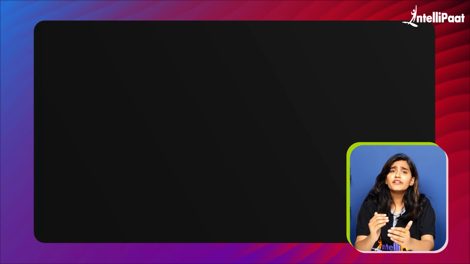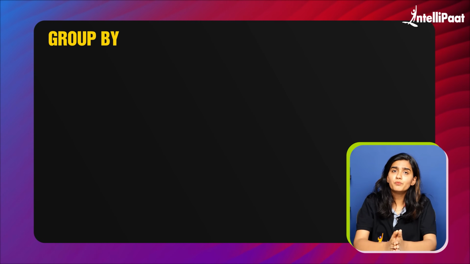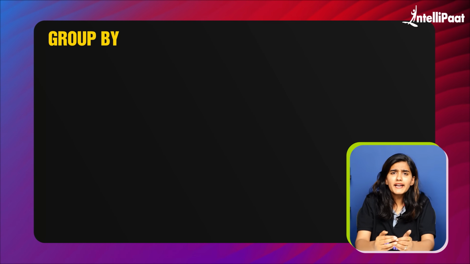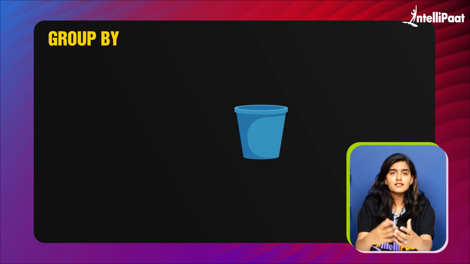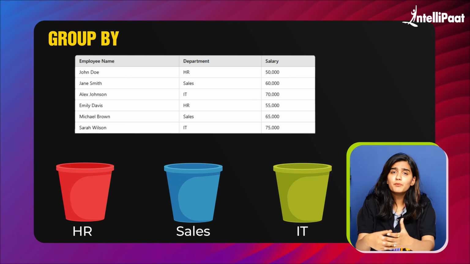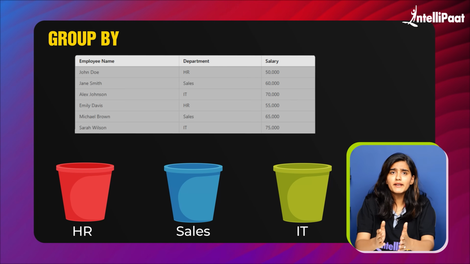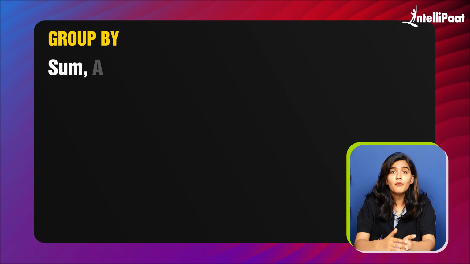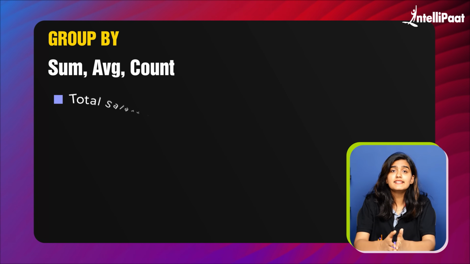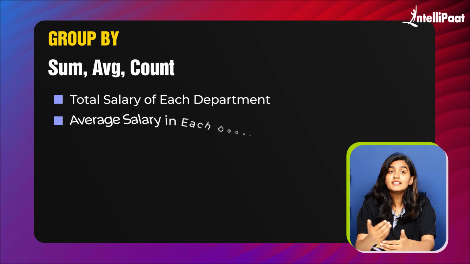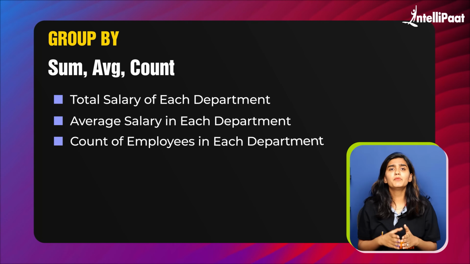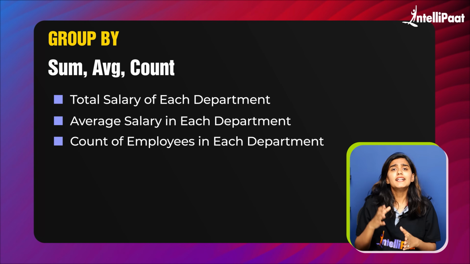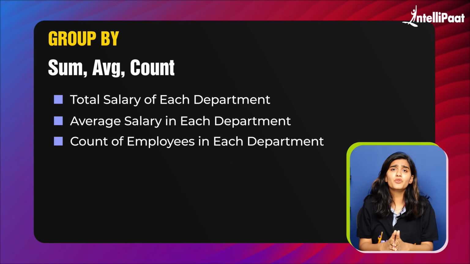These tasks require different tools in SQL. First, group by, and second, order by. So group by is like putting your data into buckets. For example, you are grouping all the employees of the same department into one bucket, so you can easily see totals or averages. Group by is typically used with aggregate functions like sum, average, count to calculate things like total salary of a department, average salary in each department, or count the total number of employees working in each department. This way, instead of looking at individual rows, you get a summarized view for each department.